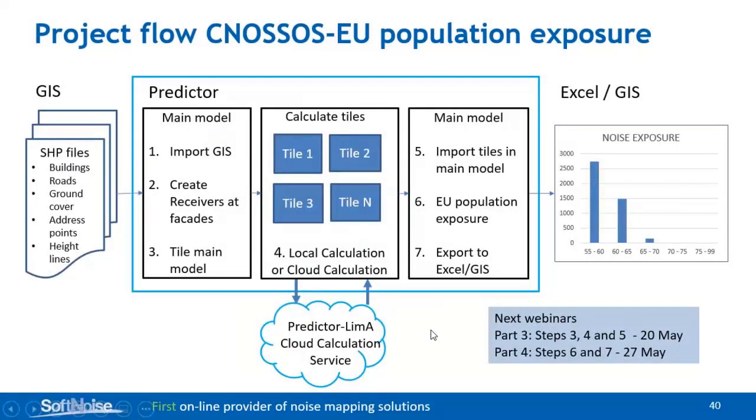Okay, so coming back to the flow: I've imported the GIS files and created the receivers as facades. Then next week, I'm going to show you how to tile the main model. Then do the calculation either locally or using the Predictor Lima Cloud calculation service, and then import the tiles into the main model so that you've got your complete agglomeration, all the results in one main model. That is in part 3 next week. Then the week after, in part 4, I'm going to explain the EU population exposure and the export to either Excel or GIS.